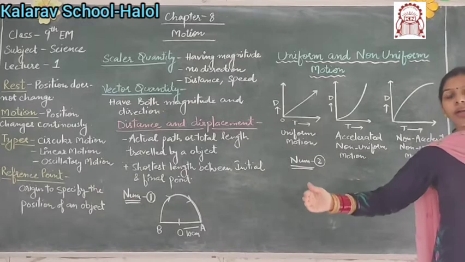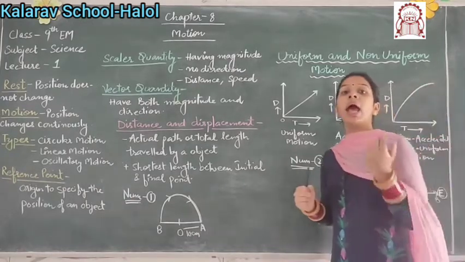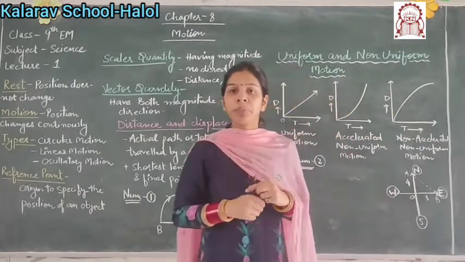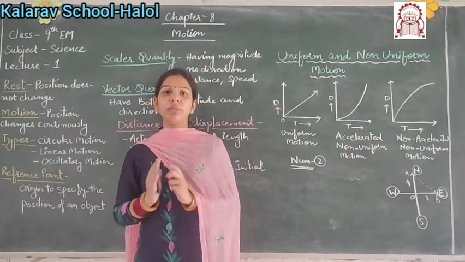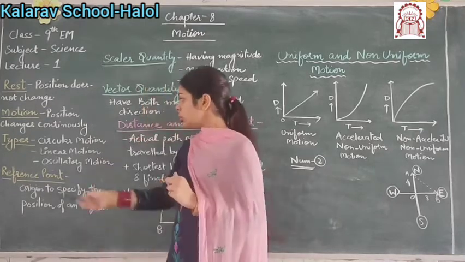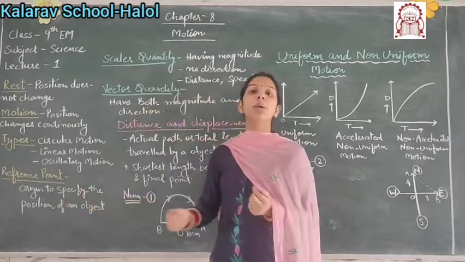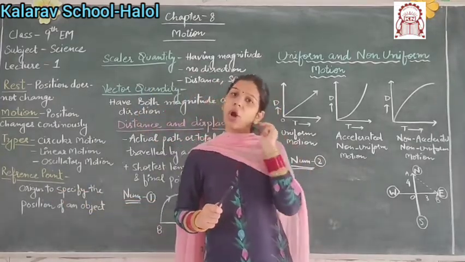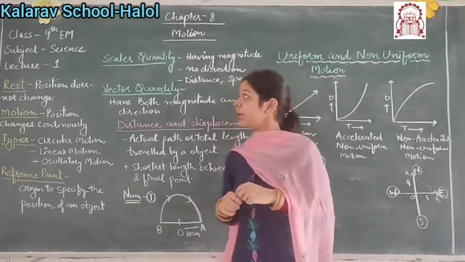So I cover my distance from this point to this point. That is why I am in motion. If I am standing here but not moving from this place, then I am in rest position. So the reference point is the origin to specify the position of an object. That's why it is called a reference point.